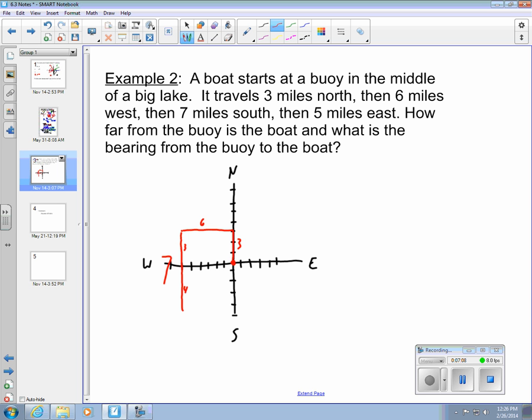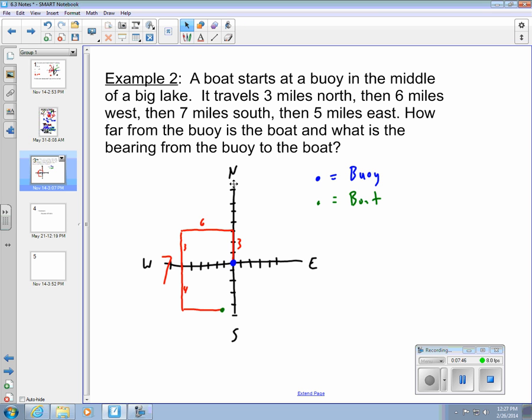And then my next portion there is to go 5 miles to the east. Well, 5 miles. 1, 2, 3, 4, 5. So 5 miles east. Looks like it'll put me right there. So now, what is the bearing from the buoy to the boat? So this is where the boat is. The boat's right there, that green one. The buoy is at the very original spot. That's the blue one. And green equals where the boat's at right now.